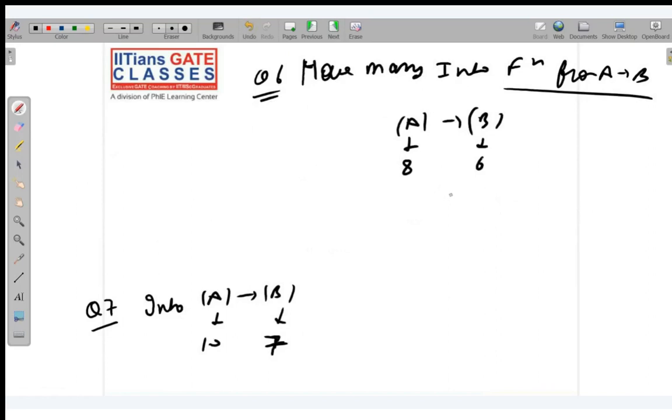So just to save time, I'm not going into that. I'm simply giving you the formula, so you can think like that. Into means what? Some element is left blank. Okay, so some elements are left blank here. And onto means no element is left blank.